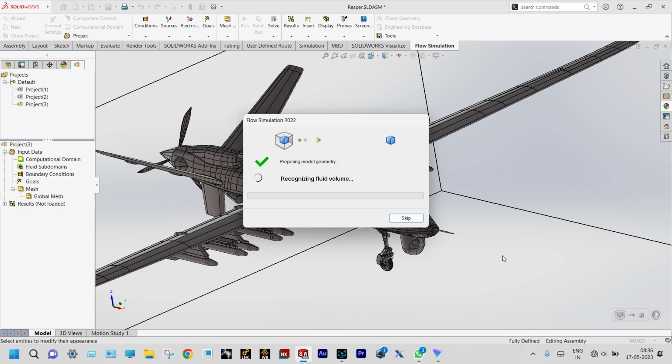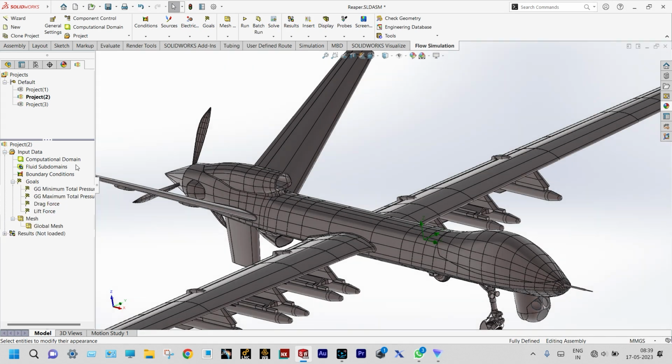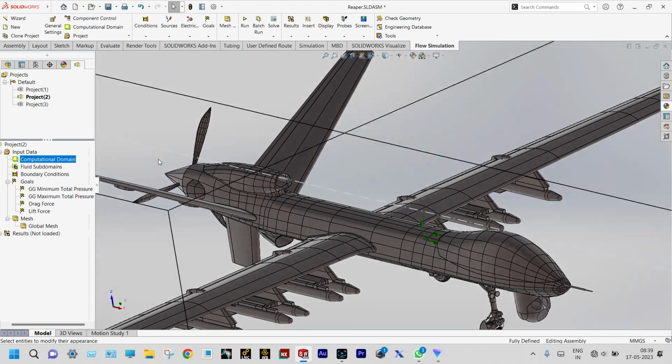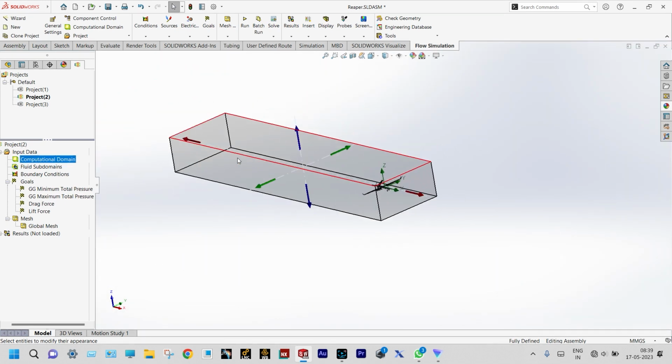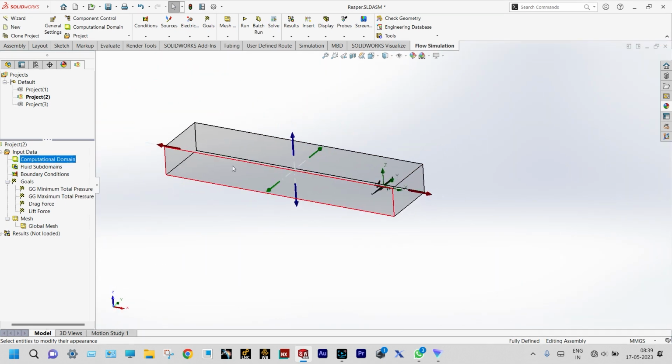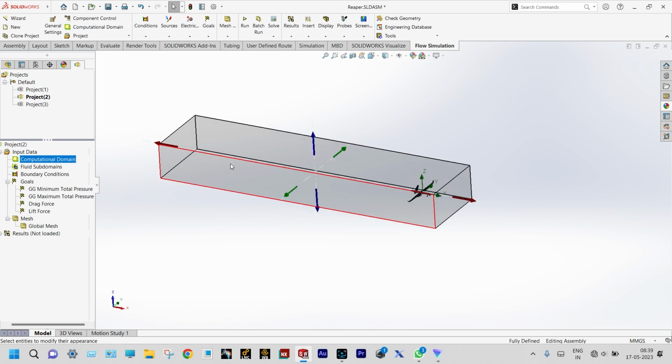So with this one we can finish the setup, and you can see the computational domain. It is preparing model geometry. Next to that, we need to select some goals. You can see this is the computational domain. We have made the back part longer to see the effect of the dynamics of flow particles, and we have selected several goals here. 4 different goals we have selected. All are actually global goals.